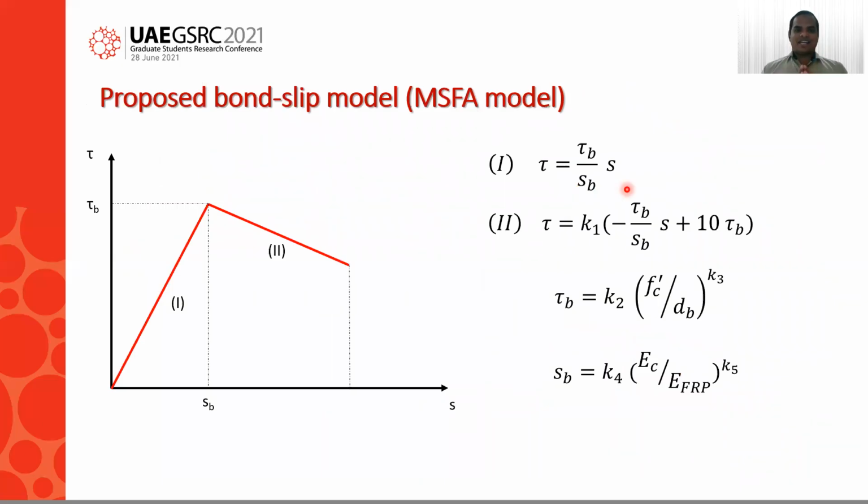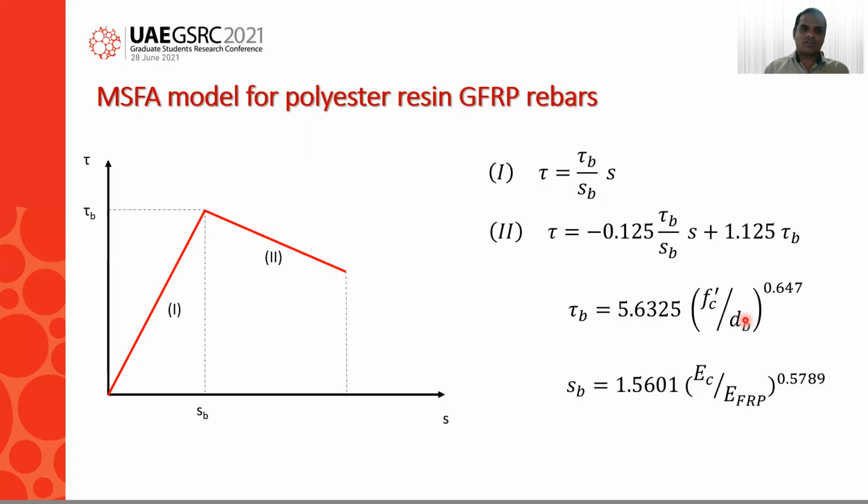At the end, I developed a suitable bond-slip model to explain the entire behavior of the bond performance. What I found is that we can simplify it as a bilinear model. The necessary equations are listed here. The K factors should be calculated based on the bar types. For example, here I have included one type of bar, polyester resin GFRP bars. The necessary K factors I obtained from the finite element study.